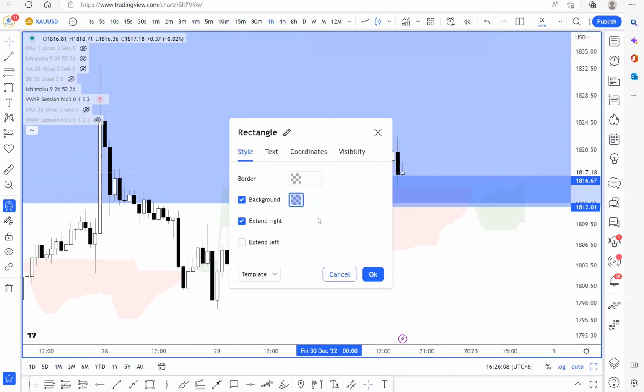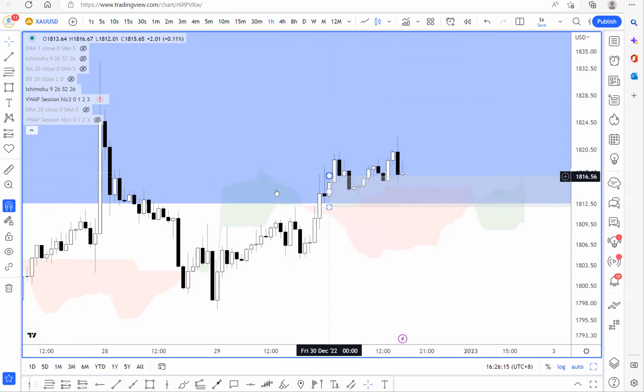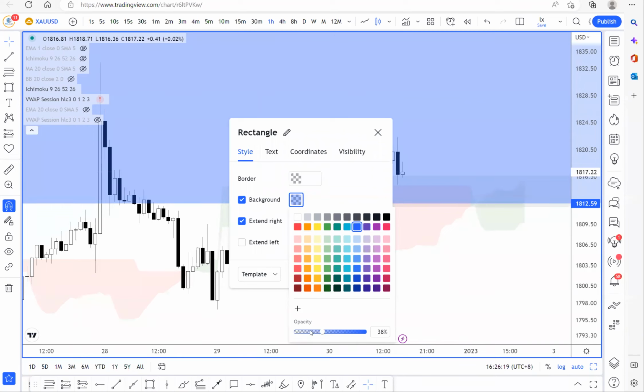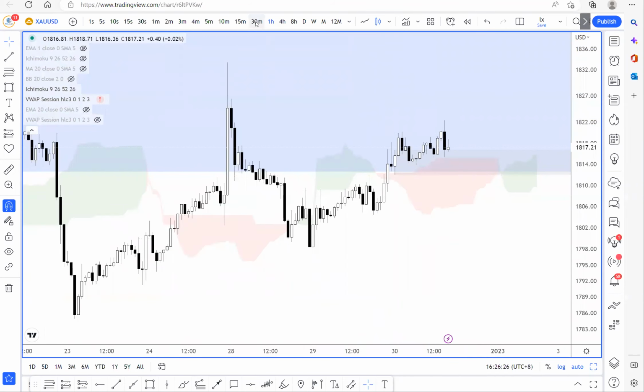I'll just put this in a different color. Let's put it in gray with a deeper outline. Let me just lighten this. Okay, you can see that this is on the H1. So we have the demand area on the H1.